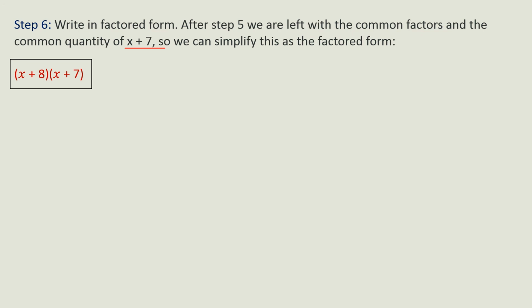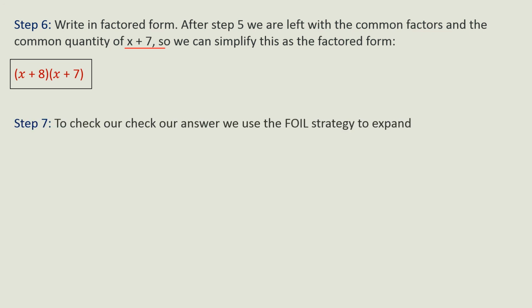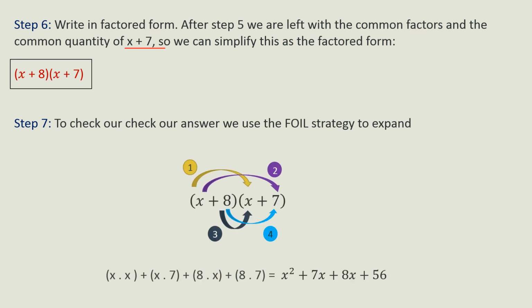Now we are done. If we want to check this, what method do we use? And how do we do it? To check our answer, we use the FOIL strategy to expand. You can follow my diagram as I go. X times x will be x squared, plus x times 7 will be 7x, plus 8 times x is 8x, and 8 times 7 is 56.